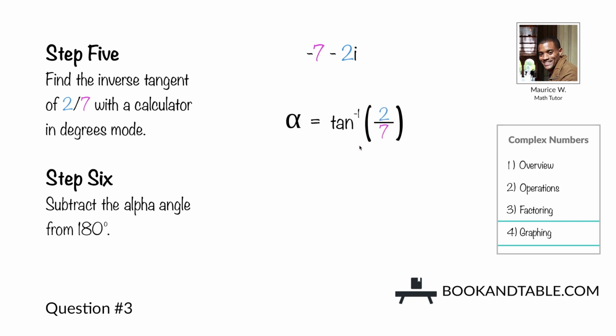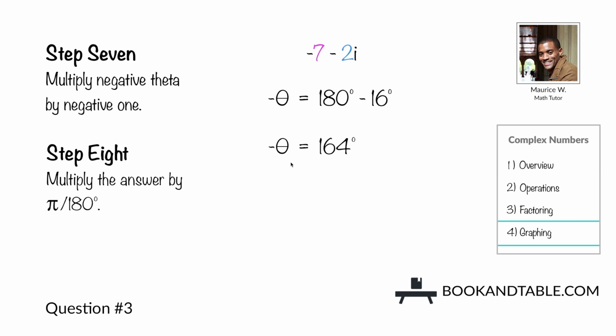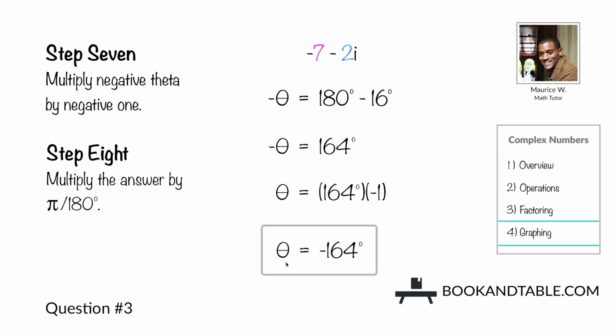So the inverse tangent of 2 over 7 shows that the alpha angle is equal to 16 degrees. Subtract the alpha angle from 180 degrees. And that shows us that negative theta is equal to 164 degrees. We then want to multiply negative theta by negative 1 to get theta. So theta is equal to 164 degrees times negative 1, which lets us know that theta, or the argument, is equal to negative 164 degrees.